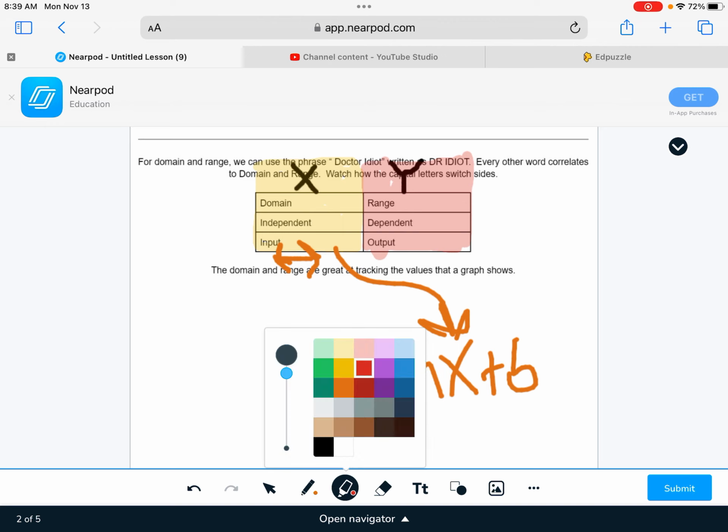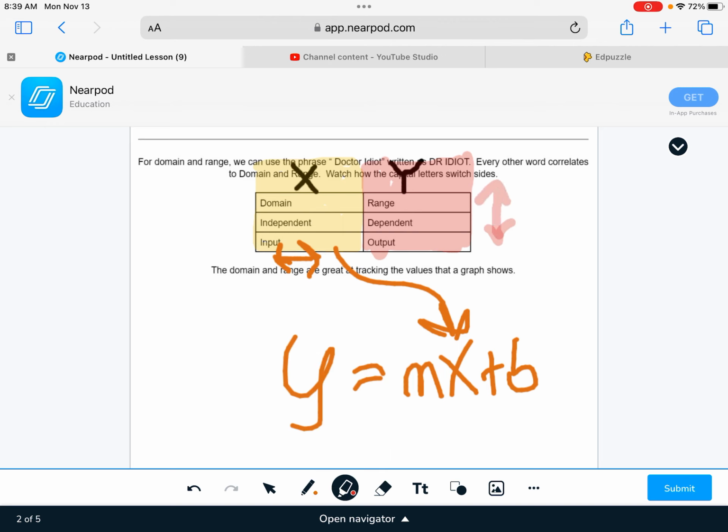Your range is going to be your dependent variable, and it goes up and down the graph. It describes the upper and lower limits of what this graph is. I say limits because not every graph goes on forever and ever and ever. Some graphs have a specific limit that they cannot go below.